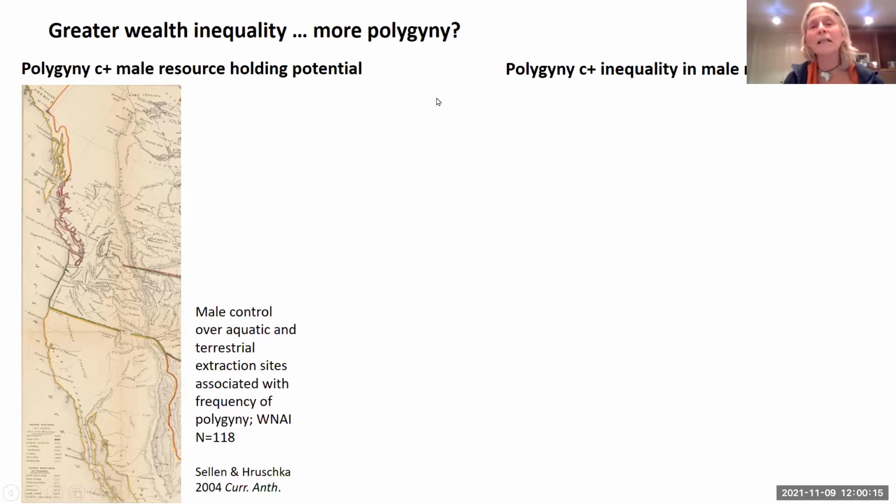Sociologists have known for a long time that there's an inverted U-shaped curve between inequality and polygyny. So the most egalitarian societies are monogamous, but also most of the very unequal societies, and of course modern societies we have now, are predominated by monogamy.